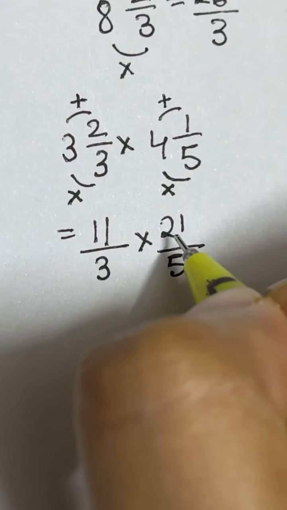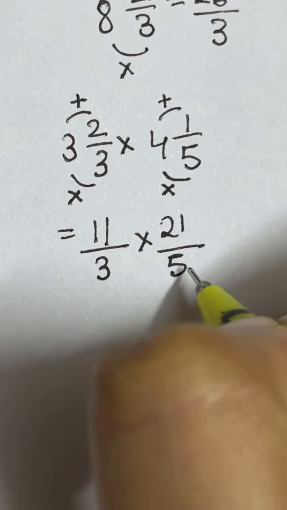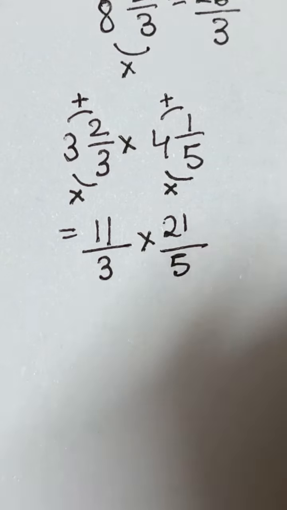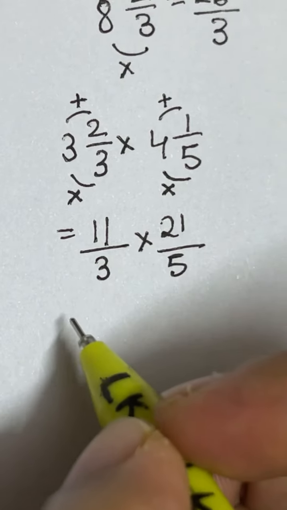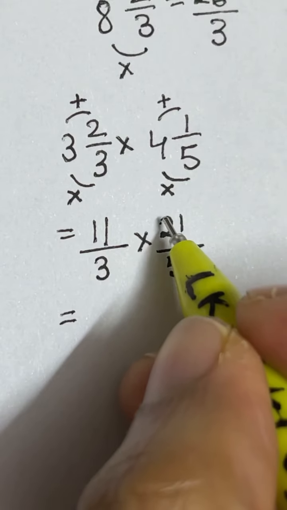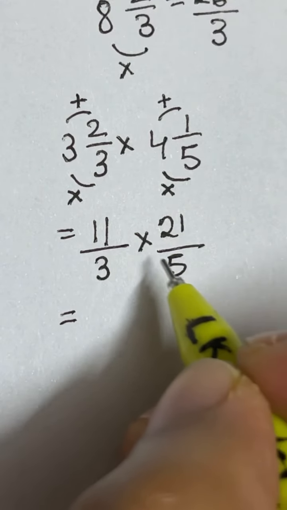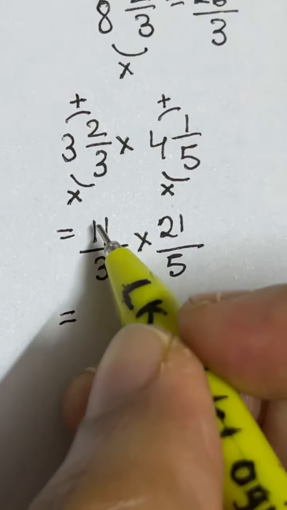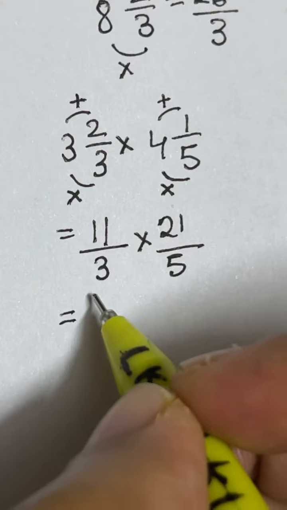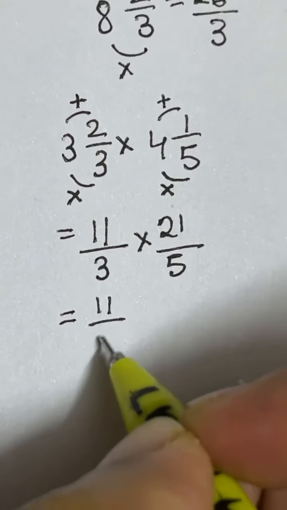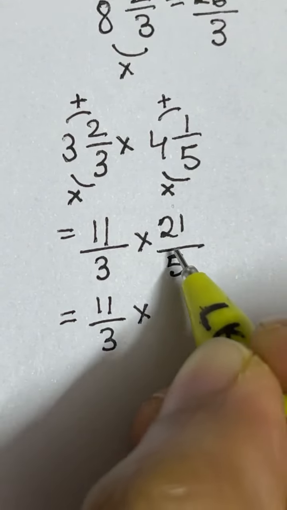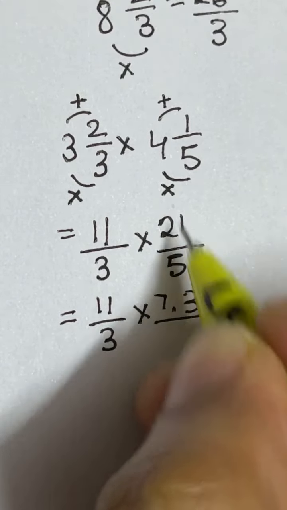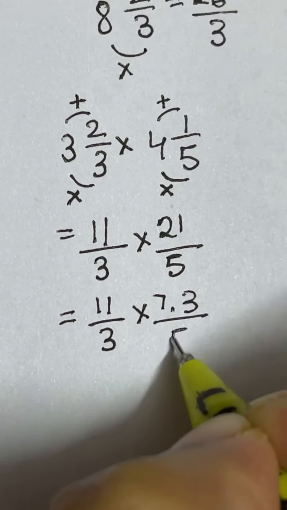11 times 21 gives you 231 over 5 times 3, which is 15. But again, you have to break that down. Now I'm going to show you an easier way. You can break things down and simplify, and you get a simplified answer. 11 cannot be broken down because there's no multiple of 11. 3 is the least number, no multiple. 21 can be written as 7 times 3, and 5 can be written as 5.